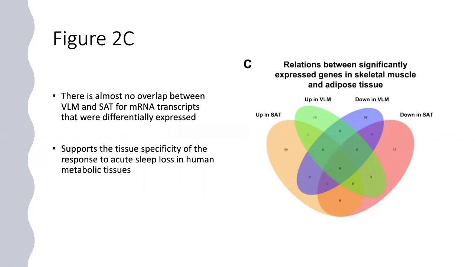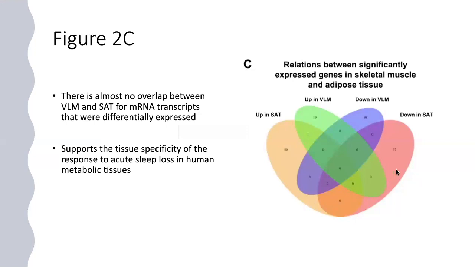So from figure 2A and figure 2B, we learned that the authors performed transcriptomic RNA sequencing analysis of total RNA isolated from the corresponding skeletal muscle and adipose tissue samples. And they found that 117 mRNA transcripts in skeletal muscle, or VLM, as it appears here in the green and purple, had altered gene expression, in which 98 out of the 117 had downregulation of gene expression, and 19 of the 117 had upregulation.